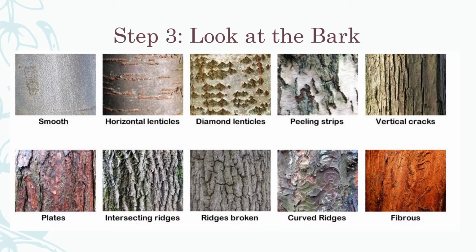Does it have a smooth bark like a beech tree, or horizontal lenticels like a cherry tree? Does it have vertical cracks like a lot of maples or oaks? Or does it have curved ridges like sycamore trees? So all these 3 steps are really big components to figuring out what trees you're looking at.